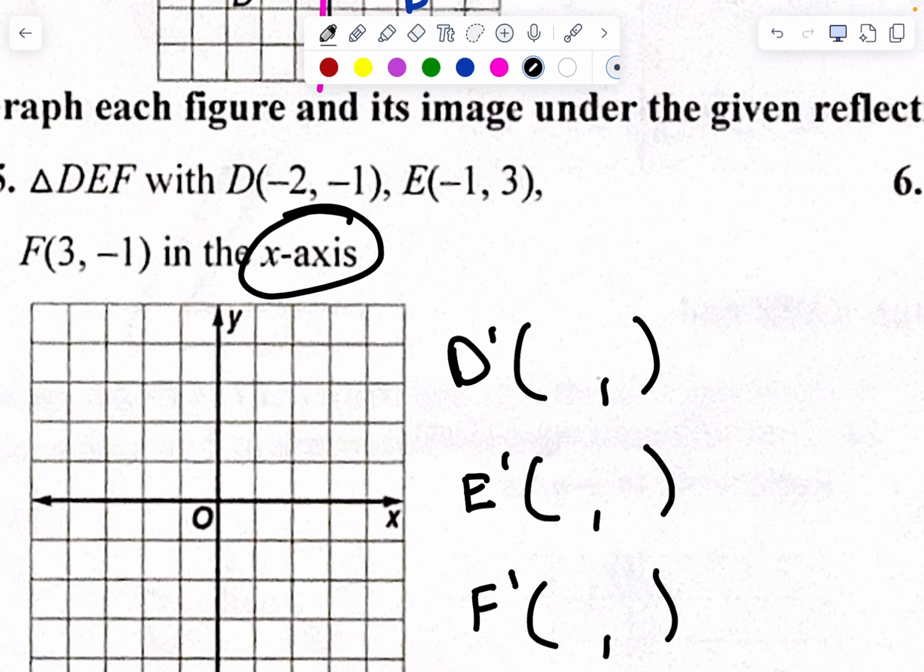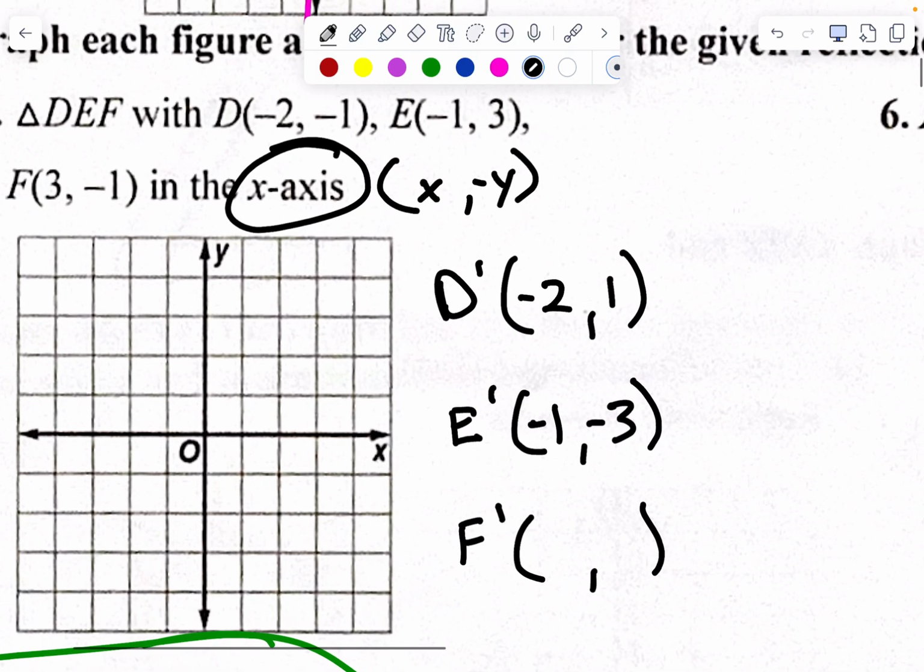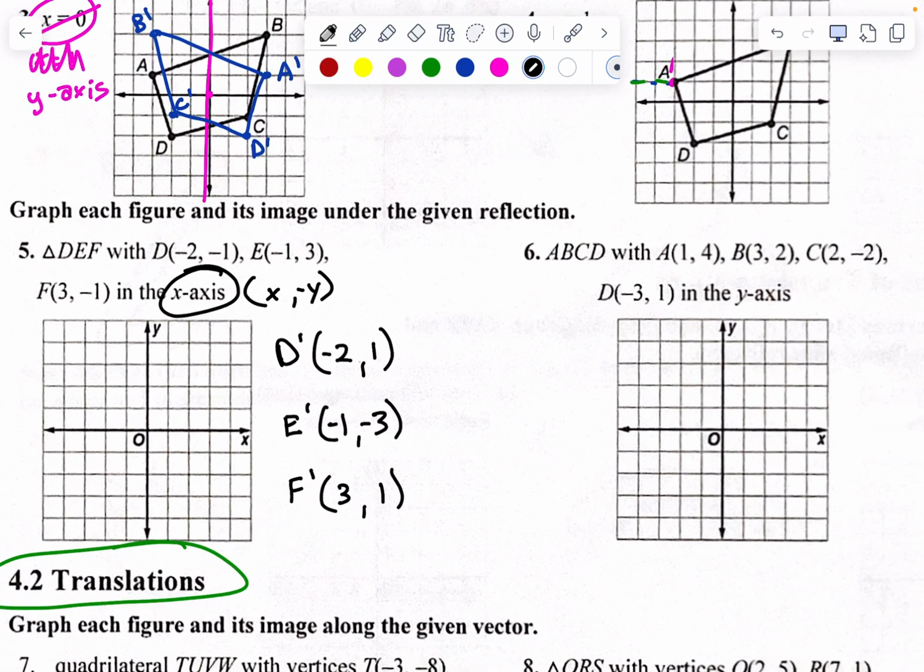Across the x-axis. What's the rule for going over the x-axis? The y is negative, that's all. So -2, -1 will become -2, 1. -1, 3 becomes -1, -3. F becomes 3, 1. I'm just going to list them off over there.